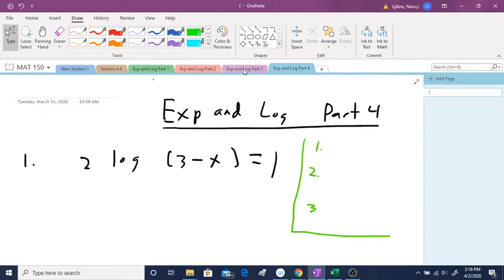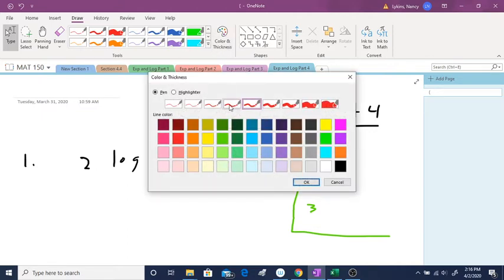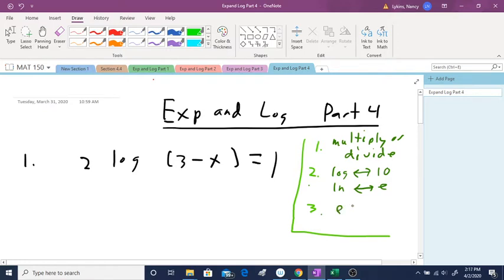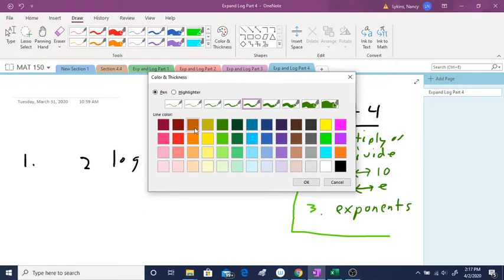Okay, so first, in solving any of these, there are 3 basic steps I want us to look at. First of all, can I multiply or divide anything? My second step is I want to see, if I have a logarithm or a 10, they are paired up with each other. The same thing with ln, which is paired up with e. And finally, my third step is we need exponents. So if we don't have an exponent, we're going to make it an exponent. So let's take a look at the first example.